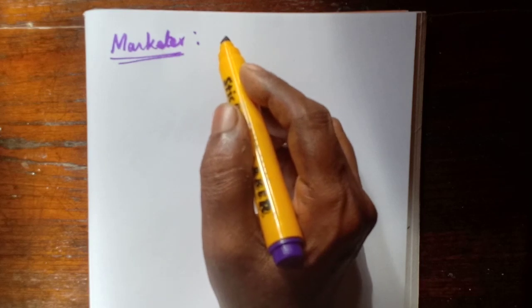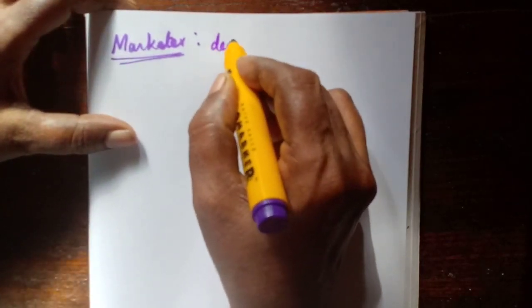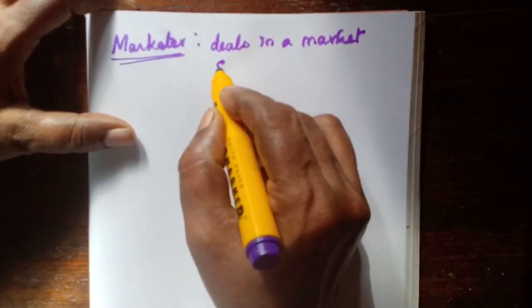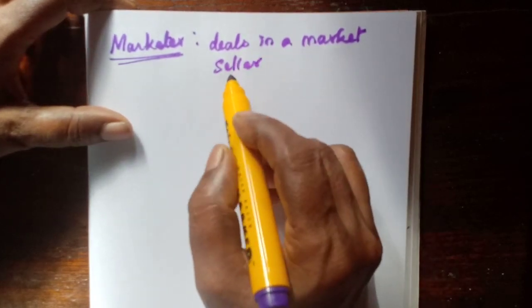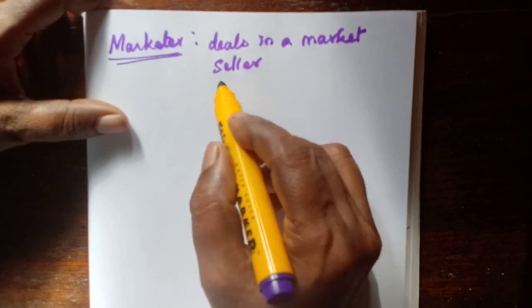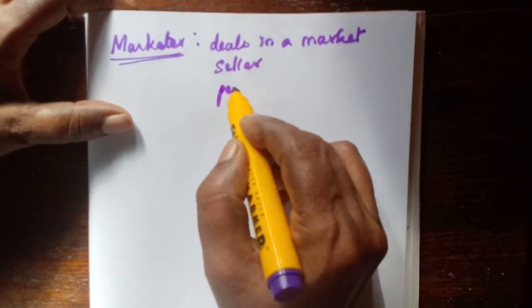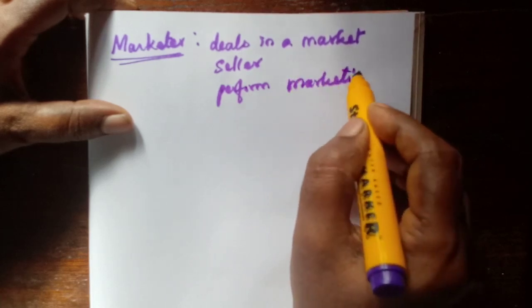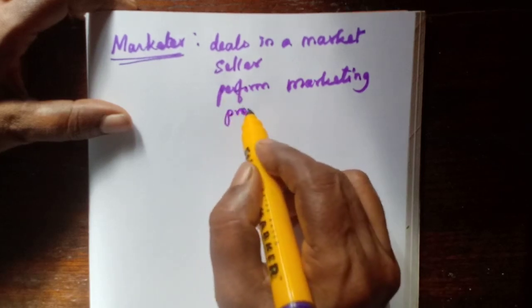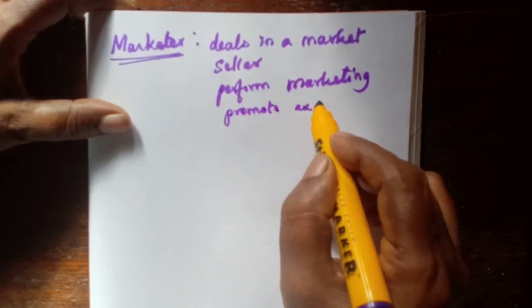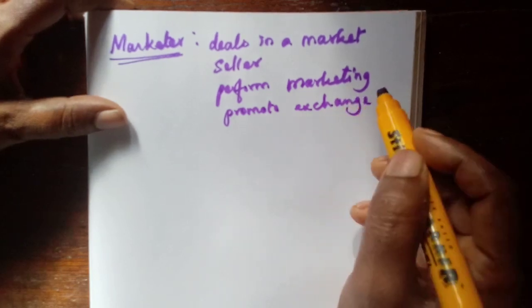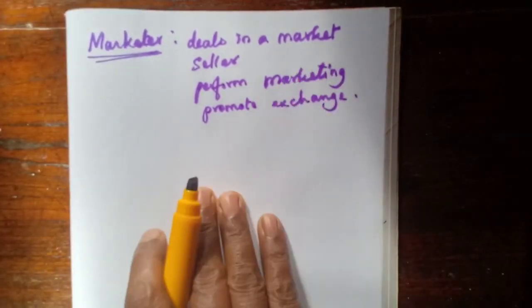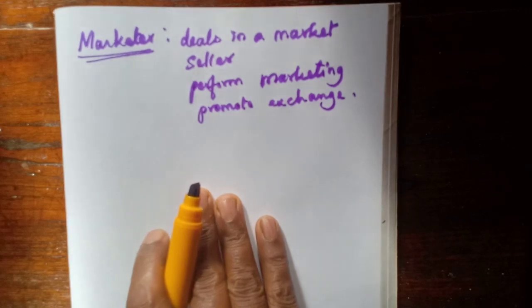Who is a marketer? One who deals in a market, isn't it? Or simply we can say he's the seller. Or one who is performing the function of marketing. Or one who promotes the exchange of goods and services. Okay, they are the marketers. Understood? So he's a marketer.